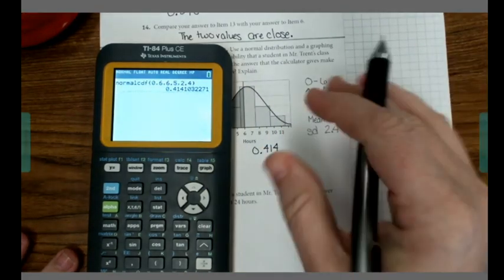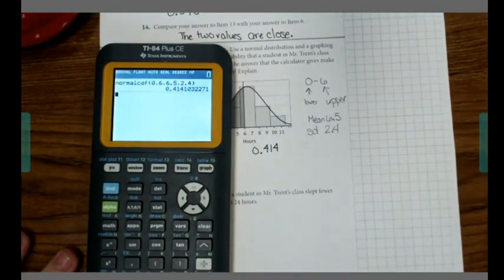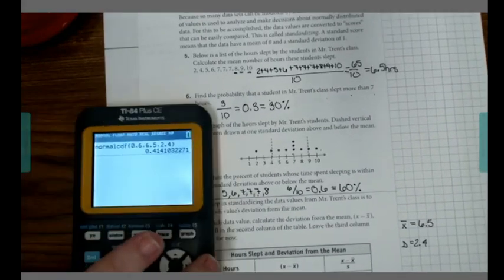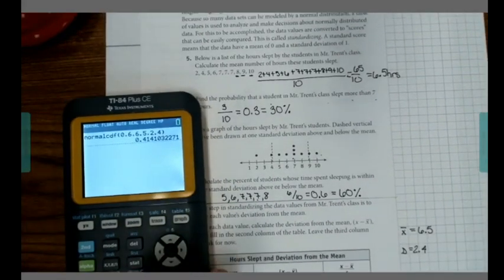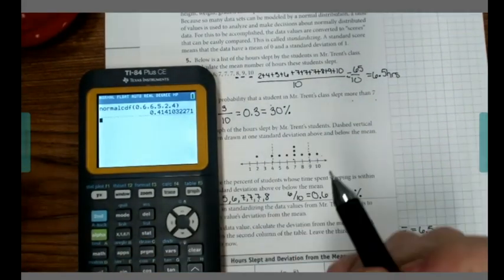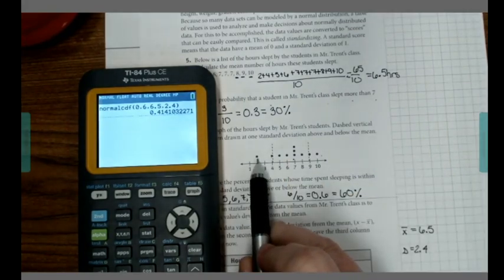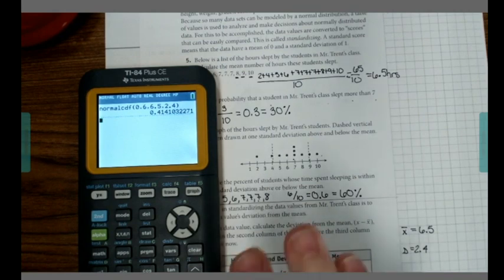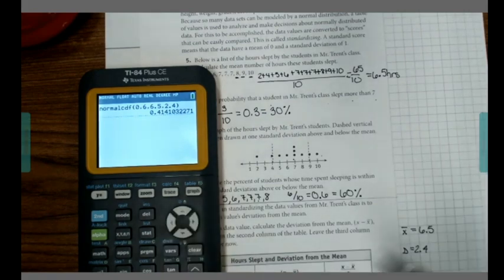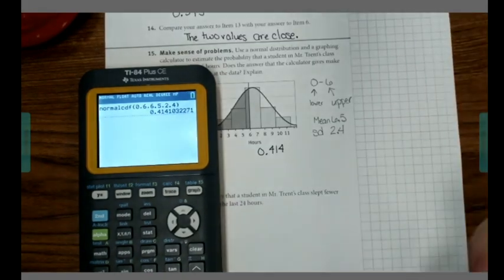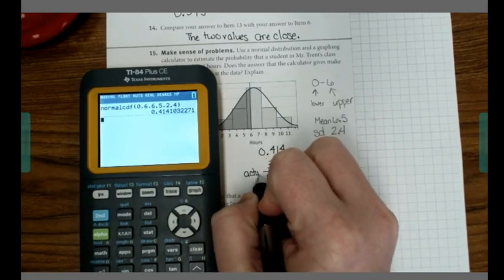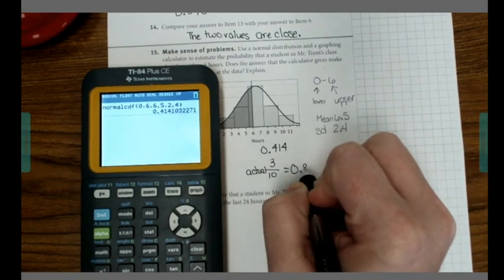0.414. Let's actually take a look at the data because I don't think that we did this earlier when we looked at the data. Let's see how many kids slept fewer than 6 hours. Well, I have 2, so that's 1. The kid that slept 4 and the kid that slept 5. So that's 3 people that slept less than 6 hours. So that's 3 out of 10. This would be our actual. Well, that would be 0.3.